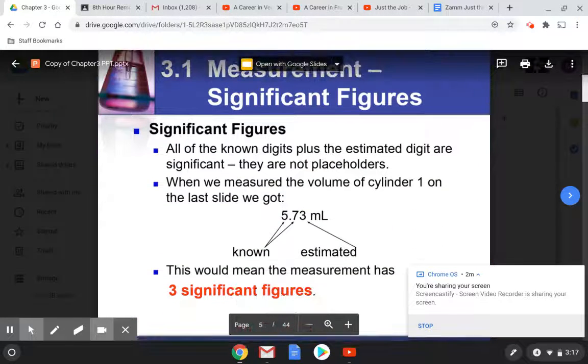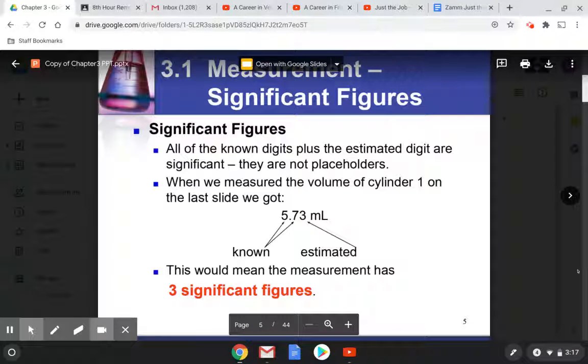And now we go into significant figures. When we talk about significant figures, again, it's all the known digits plus the estimated digits that are significant. They're not placeholders, okay? What is known is, for example, this 5.73. When we measured the volume of a cylinder on the last slide, we got 5.73. So the 5.7 is for sure.